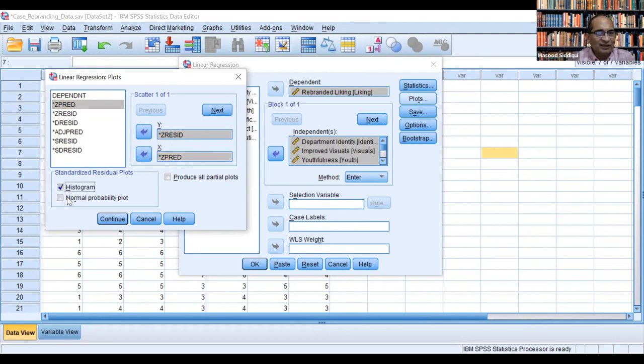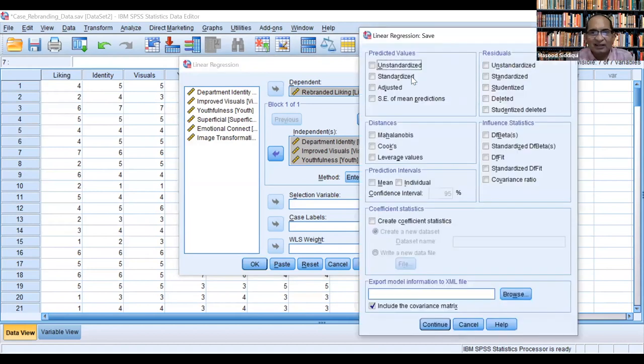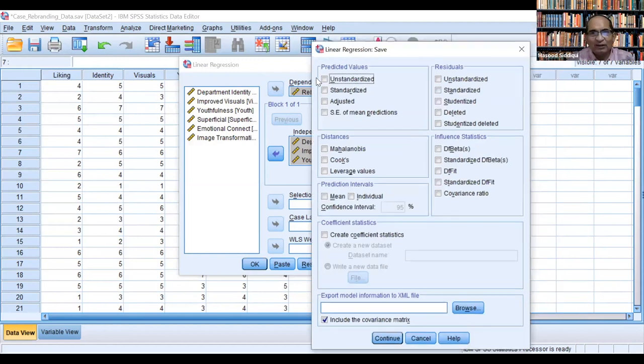We also have the histogram and normality plots for standardized residual plots also. So we include this. All these things are required for assumptions checking. We continue, right? And if we click Save, save simply means the values are saved on the data sheet. So in order to explain predicted value and residual, we include predicted value unstandardized and residual unstandardized.